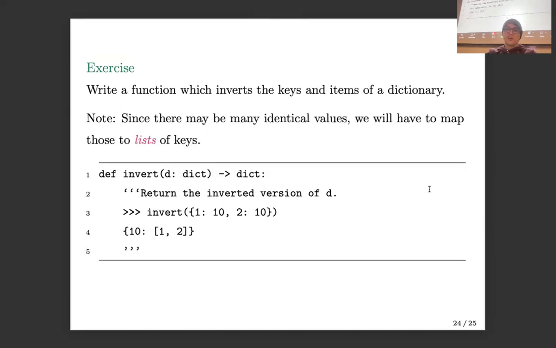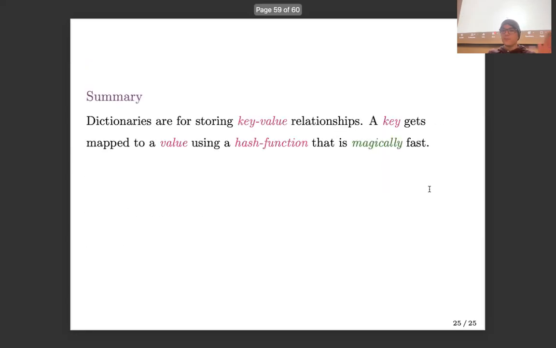Write a function which inverts the keys and items of a dictionary, right? So if you go from the key 1 to the value 10, the key 2 to the value 10, we want a new dictionary where the keys now are the values, right? So we have to go from 10 to 1 and 2, right? So this isn't sort of not invertible. So we'll do these. We'll go over it next class.